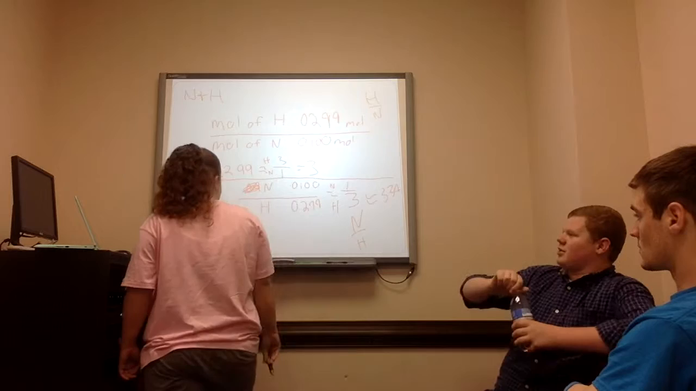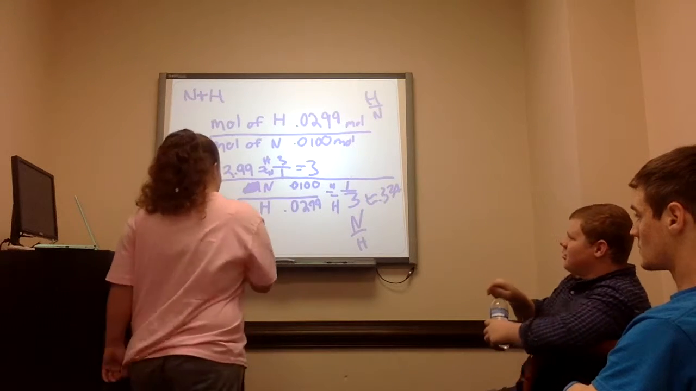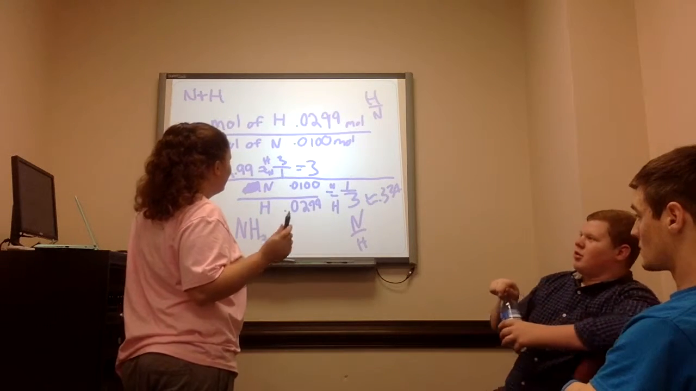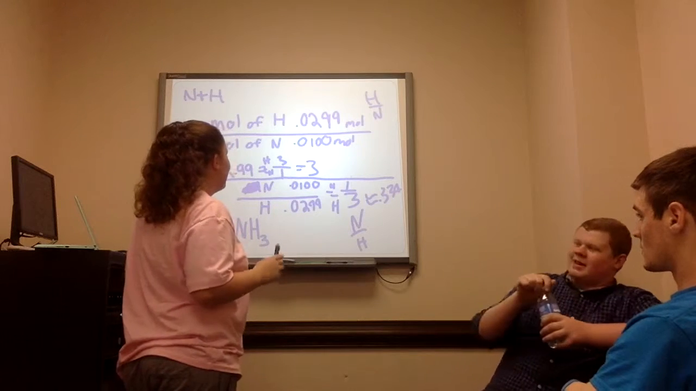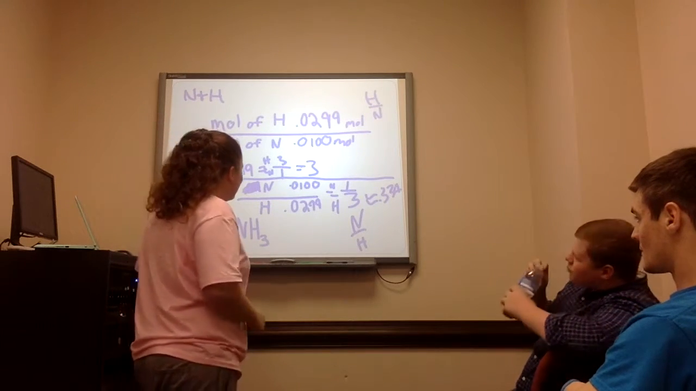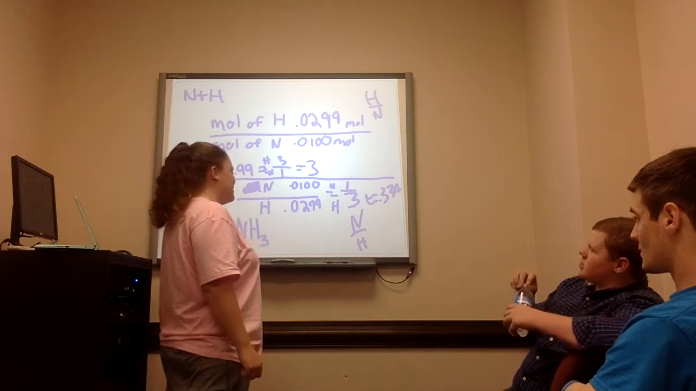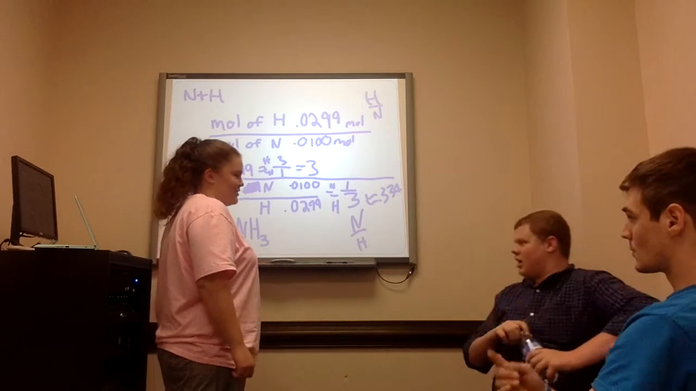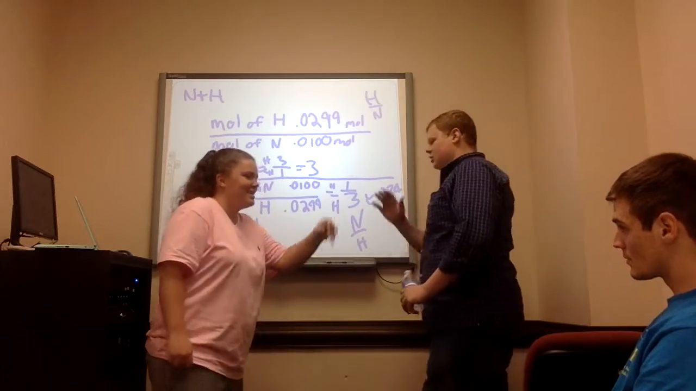Explain to us how you got that, Ms. Jackson. Because there's one nitrogen for every other ally. Because you have to do a little swapping, so because there's 3 hydrogens for every 1 nitrogen. Good job.